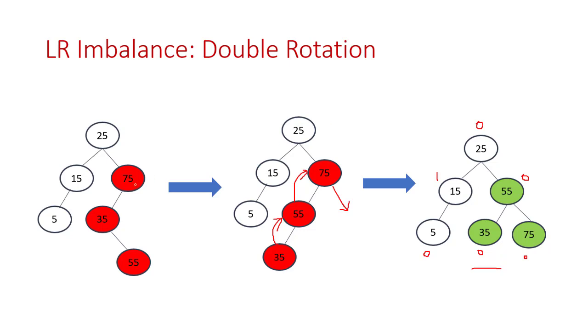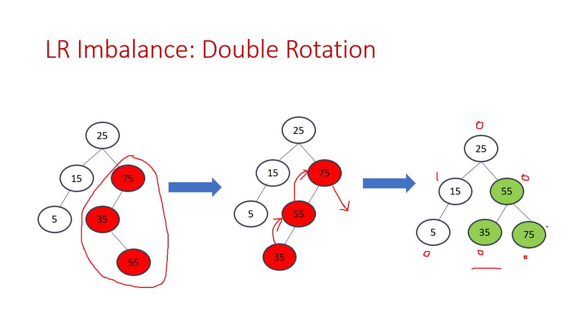Here I have highlighted these nodes in red and green color. There is no specific meaning. I am applying the LR rotation only for these three nodes. I am not changing any other nodes. That's why I have highlighted, because there is an imbalance.